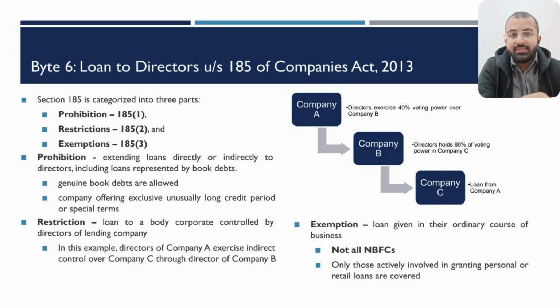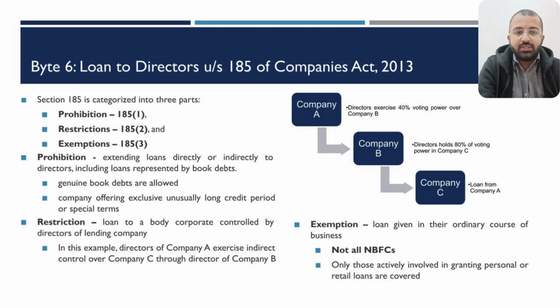We can understand this with a simple example. Directors of company A exercise 40% of the total voting power in company B, and directors of company B exercise 80% of the voting power in company C. Now if company A grants a loan to company C, then the provision of subsection 2 would trigger and company A will be required to pass a special resolution. Now, this is because company A exercises a significant voting power of 32% in company C indirectly.